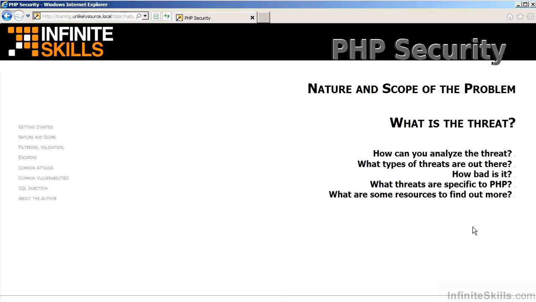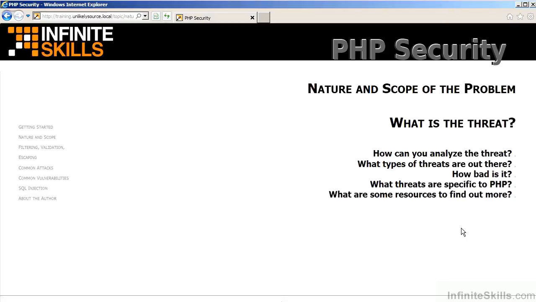In part 2 of What is the Threat, we will discuss what threats are specific to PHP and what are some resources to find out more. It's worth noting, however, that the primary interest in this course is what threats are specific to PHP. These threats can include things such as misconfiguration, improper filtering and validation of user input data, certain types of attacks such as cross-site scripting, SQL injection, code injection, etc., and finally, vulnerabilities which are found in open source software based on PHP. These are the things which will be discussed specifically in this course.